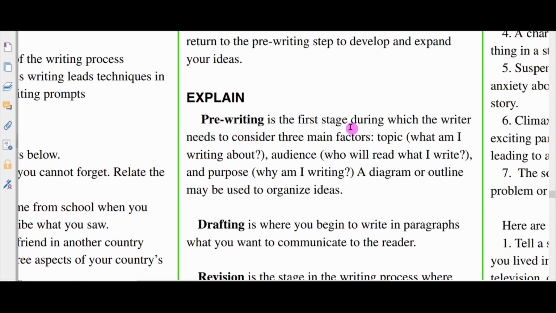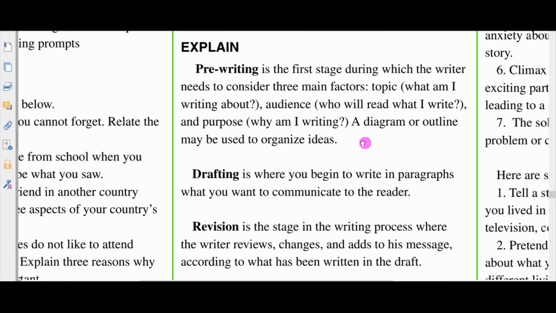Explain. Pre-writing is the first stage during which the writer needs to consider 3 main factors. Topic: what am I writing about? Audience: who will read what I write? And purpose: why am I writing? A diagram or an outline may be used to organize ideas.